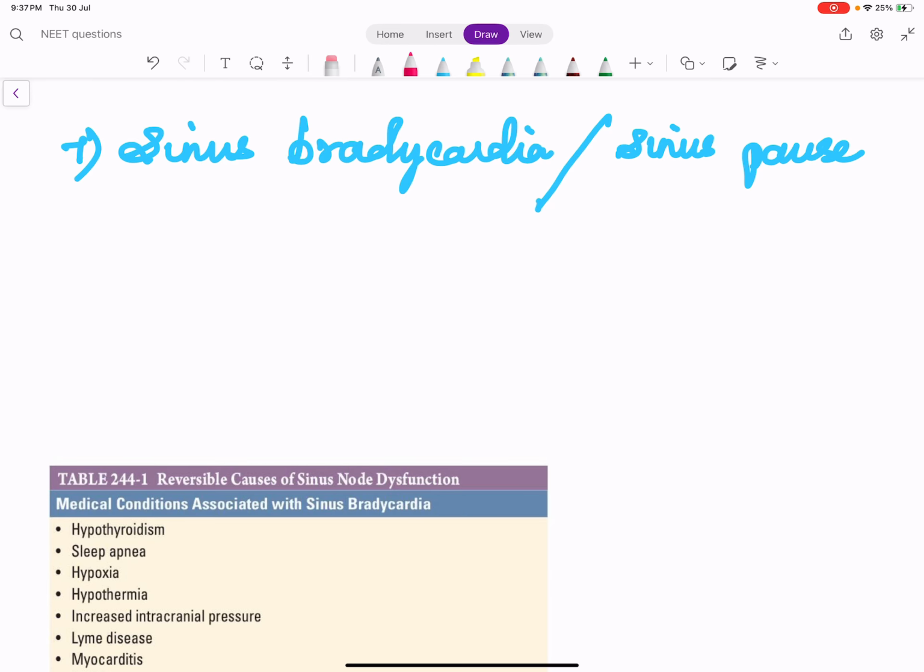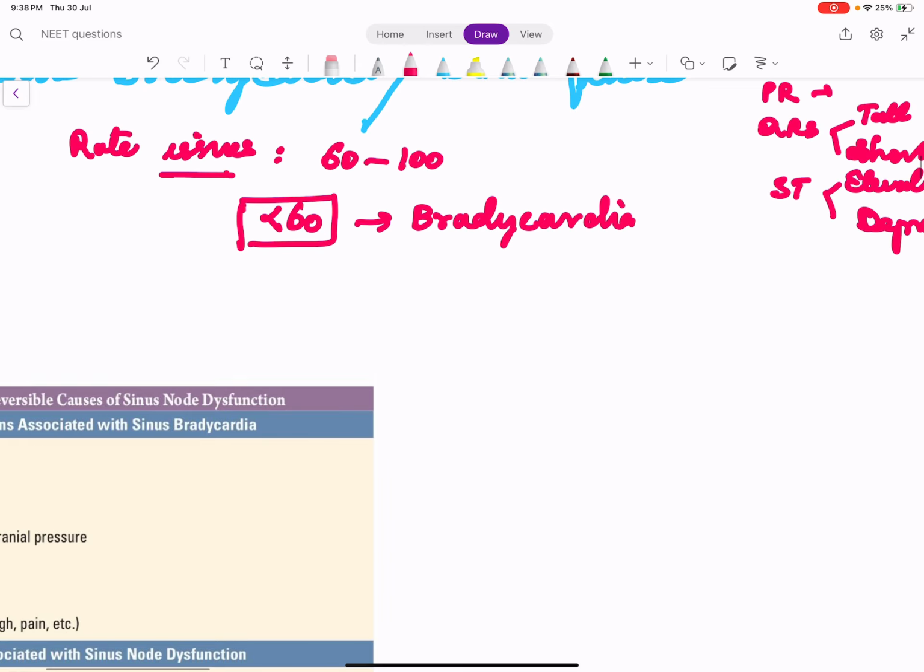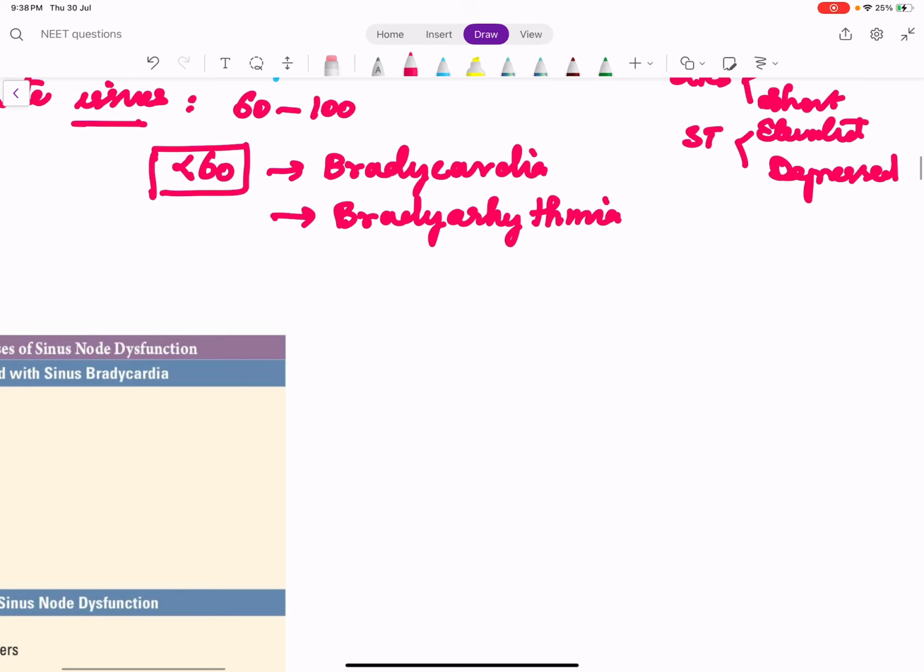Now that we know the normal conduction, we know how to interpret a normal ECG. We'll discuss about the rate issues, heart rate issues. Told you the normal sinus heart rate is around 60 to 100. If heart rate is less than 60, it is called bradycardia. So bradycardia can usually be physiological or pathological. When it is pathological, we usually say the term bradyarrhythmia. Pathological bradycardia is called bradyarrhythmia. So nothing much to discuss here.